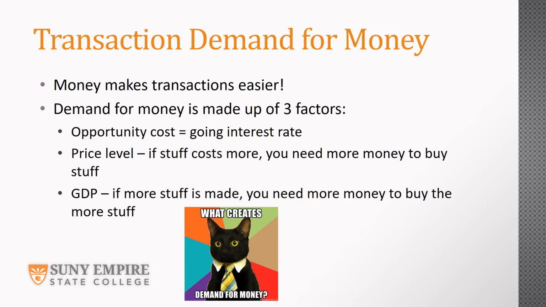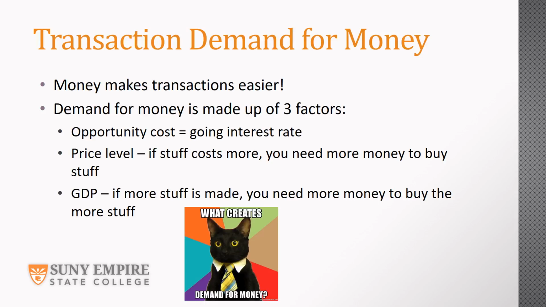More specifically, demand for money is made up of three primary factors: the opportunity cost, the price level, and the nation's gross domestic product. The opportunity cost is equal to the going interest rate. If you choose to hold on to currency, you are losing the opportunity to earn interest at that rate.